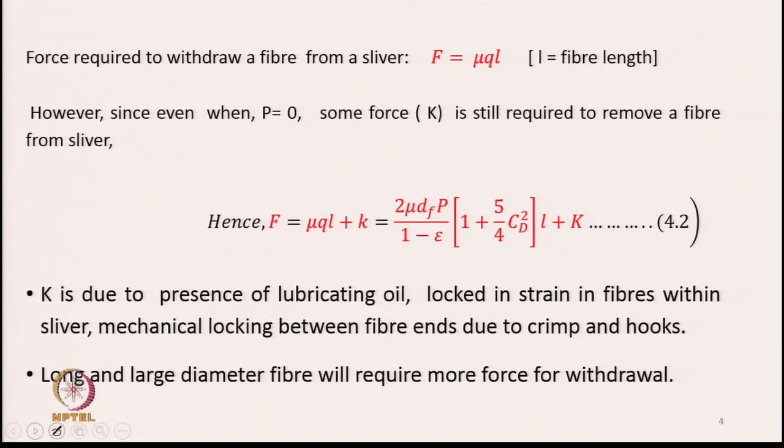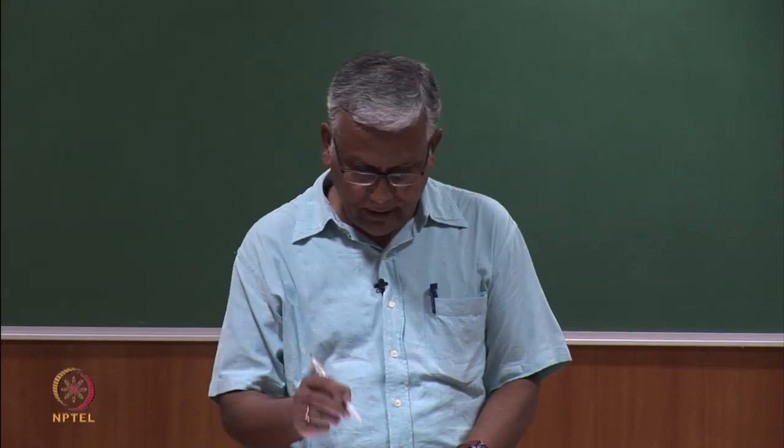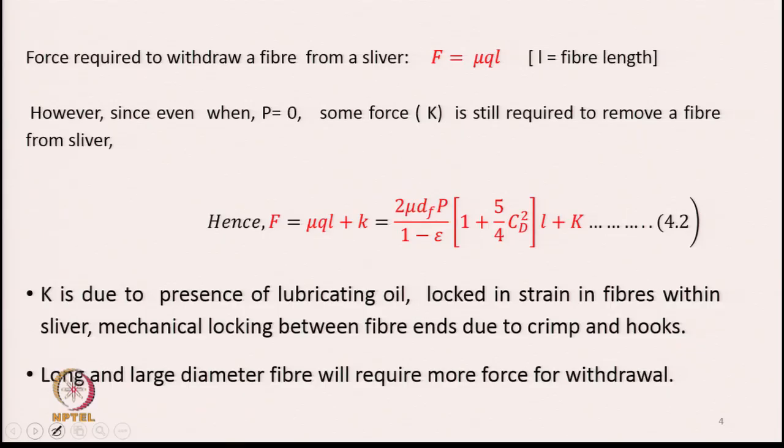So, if we know the lateral force per unit length that is going to act on the fiber, we can then write the force required to withdraw a fiber from a sliver: F is equal to mu q L. What is mu? Mu is the coefficient of friction between the fibers. Small q, as told, is the lateral pressure acting on it, that is the normal force, and L is the length of the fiber. Therefore, the force of withdrawal is going to be mu q L.